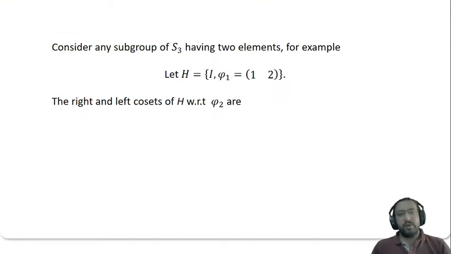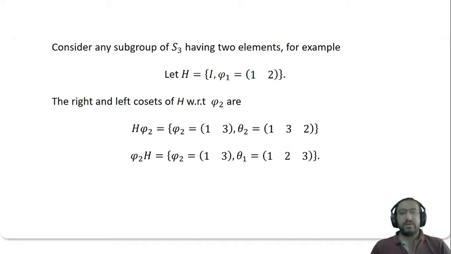Consider any subgroup of S3 having two elements. For example, I am considering I and phi1 in the set and naming it H. Try to find the right and left cosets of H with respect to phi2. So the right coset contains phi2 and theta 2, and the left coset contains phi2 and theta 1. Observe, both are not the same.